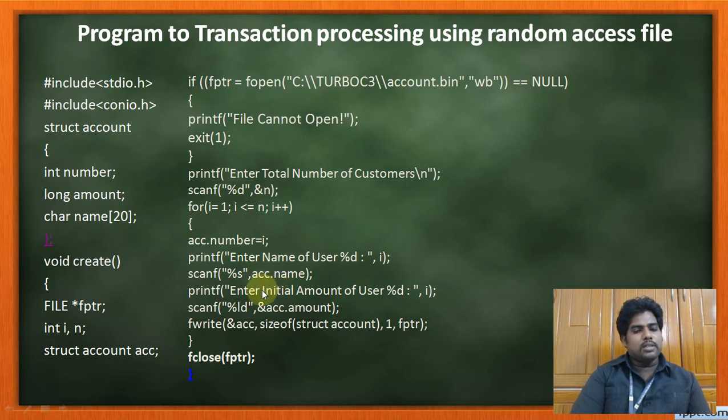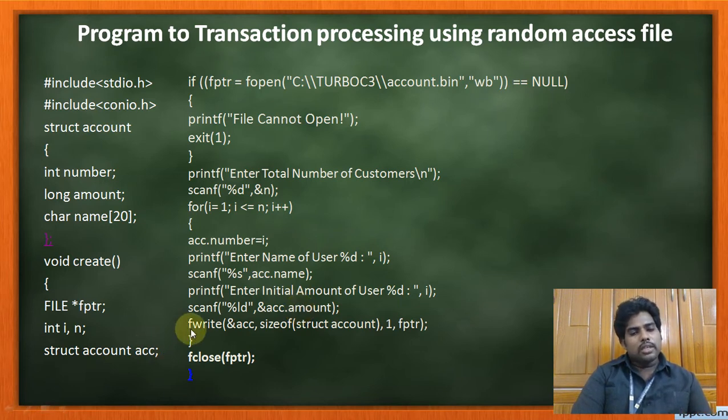Now initial deposit, initial amount, how much amount they are going to deposit. For that I am using this amount. So again structure variable dot amount. Why are you putting ld here? As you are using long, the control string of long is ld, that is long integer. Account dot amount. Now what are the details you are having? You are having the account number, then name of the user, then initial amount deposited. Now these are all the details you want to write inside the file.